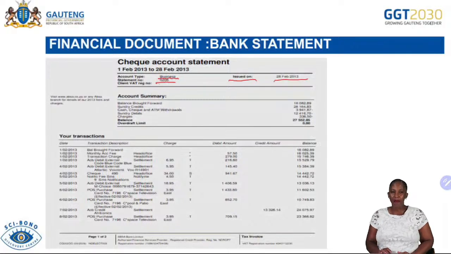Then account summary, how did you spend? Now they say balance brought forward. Remember what I said about the balance brought forward? There it appears, the balance brought forward.